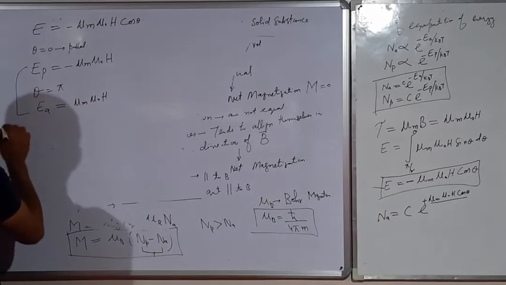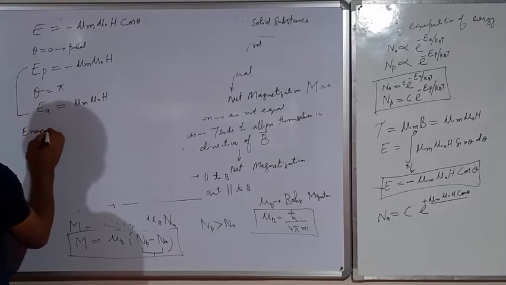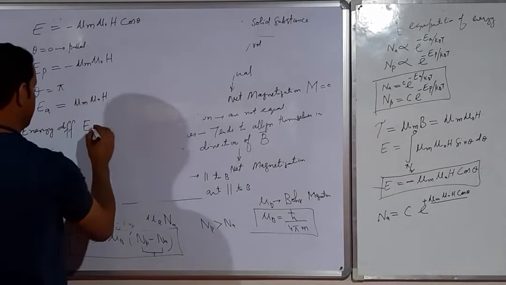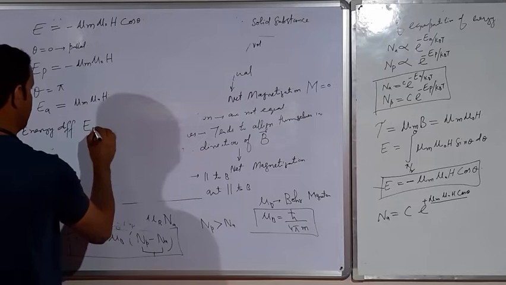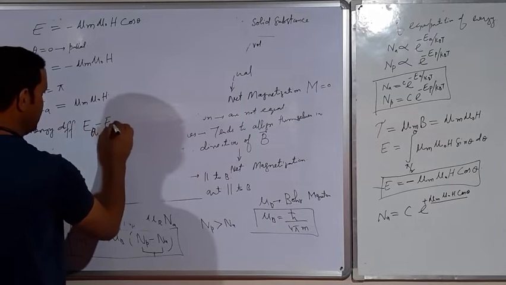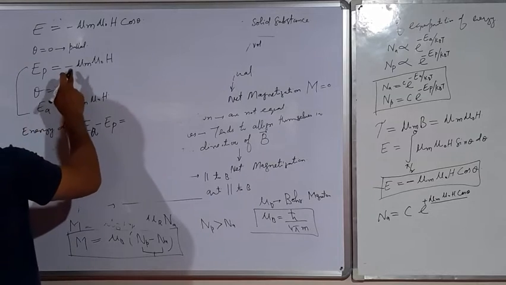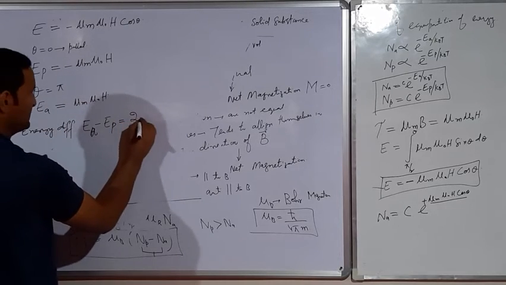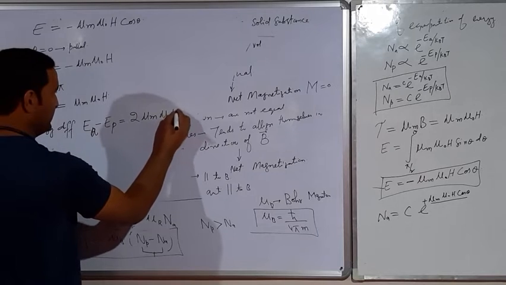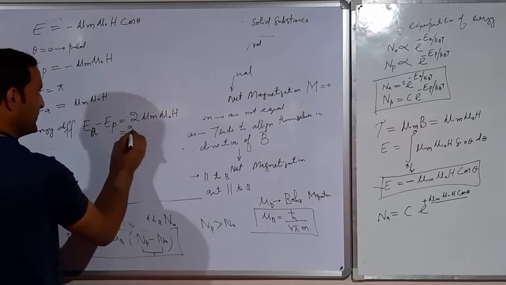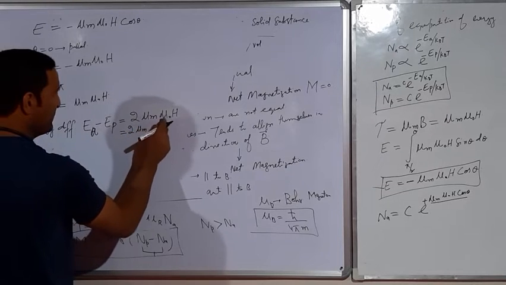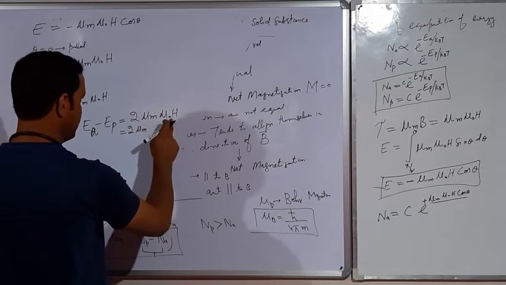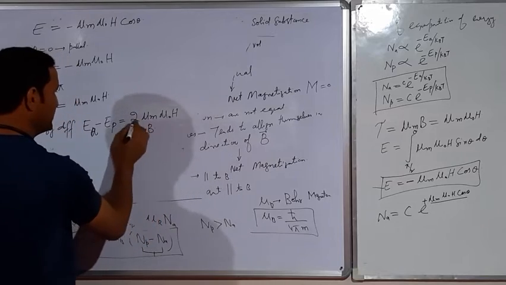So the energy difference between these two will be equal to Ea minus Ep. This is minus, minus, which becomes plus, that is twice mu m mu naught H, and mu naught H will be equal to B. So this equation is like this.